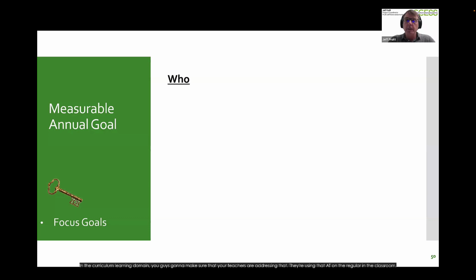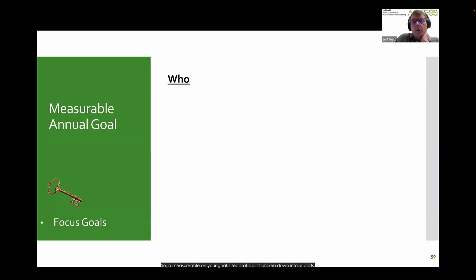In the curriculum and learning domain, though, you've got to make sure that your teachers are addressing that they're using that AT on the regular in the classroom. It's very important, especially when it comes to funding. You're looking at level 4, level 5 in the curriculum and learning domain. You're looking at putting that in independent functioning, looking at putting that in communication. We need to have that documentation there.